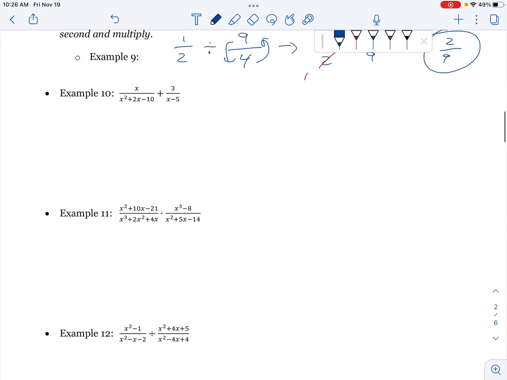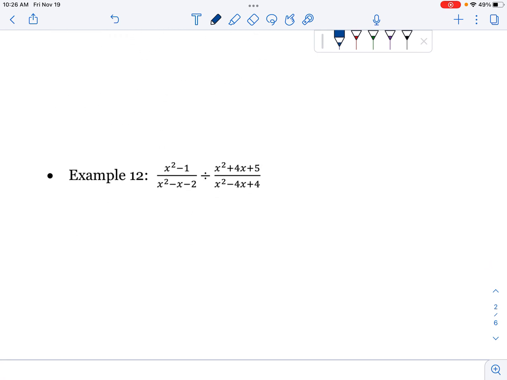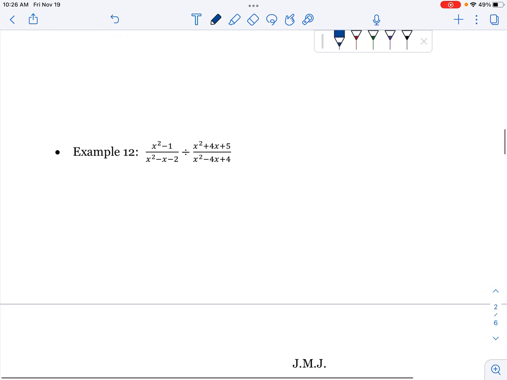Okay? So here's two examples. I'll do a divide because it's really the same thing as multiply. And then I'll kind of leave the rest for you to do for homework just so this video isn't so long. Okay.